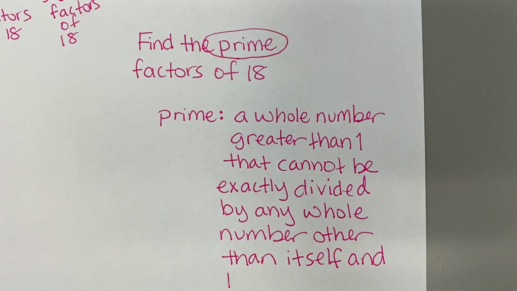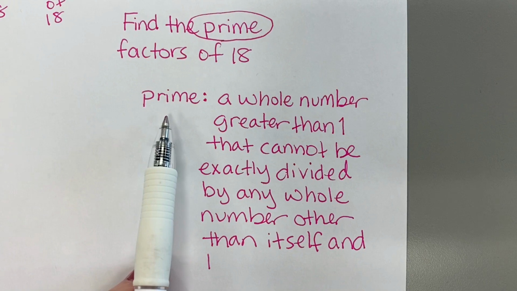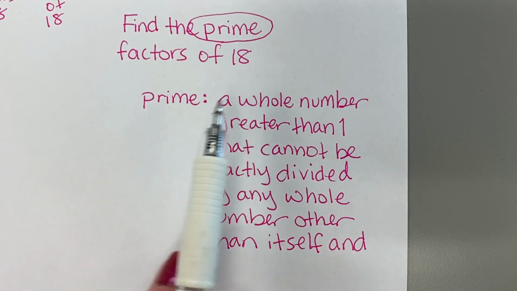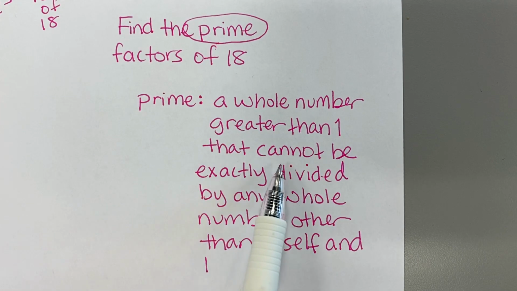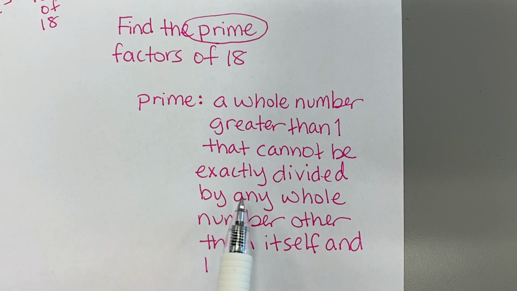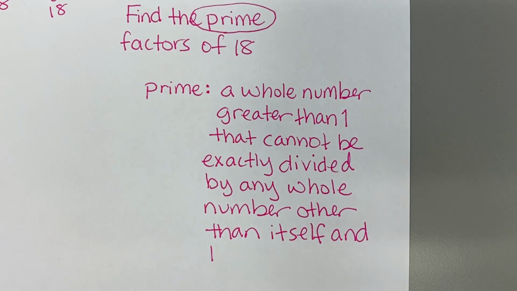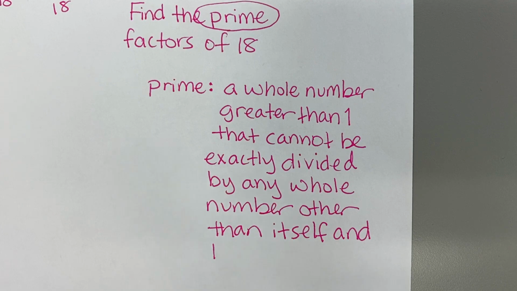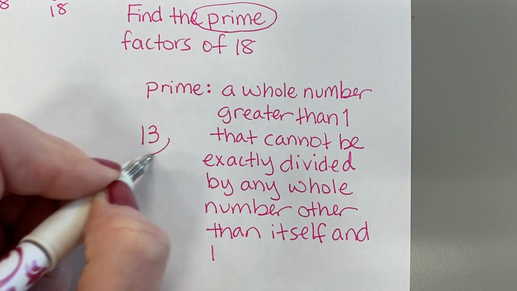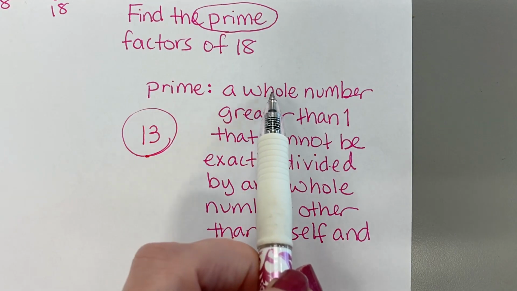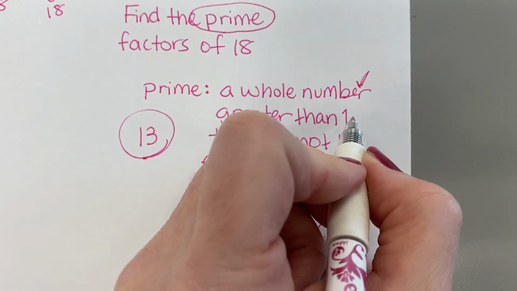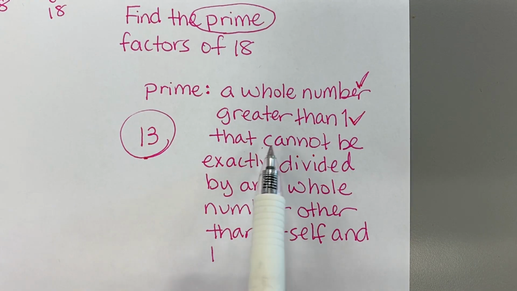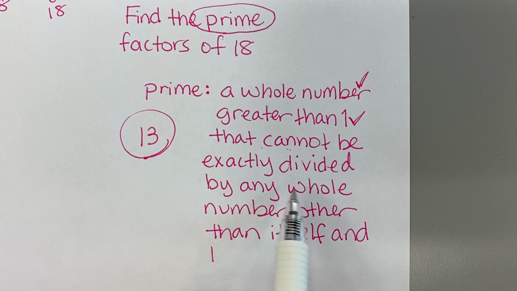So we have to know what prime means. Here's the definition of prime. A prime number is a whole number greater than 1 that cannot be exactly divided by any whole number other than itself and 1. Let me give you an example. 13 is a prime number. Here's why. It's whole, check. It's greater than 1, check. And it cannot be exactly divided by any whole number other than itself and 1.